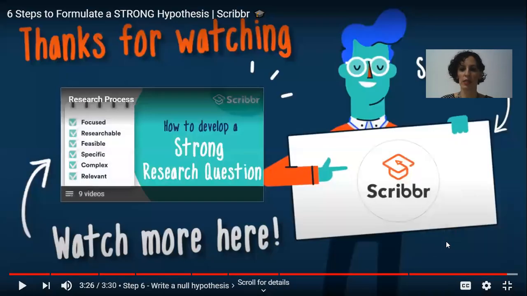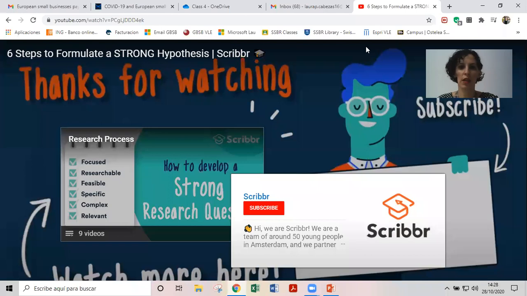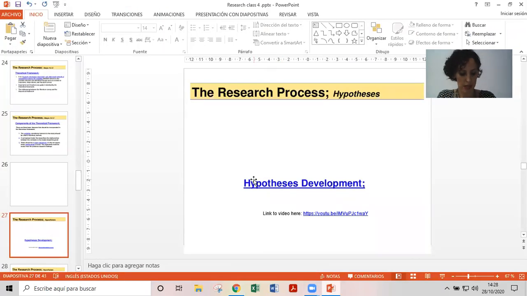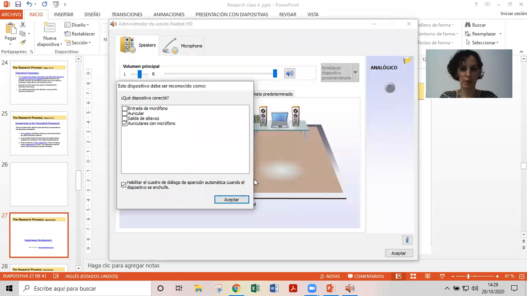Great, so now we can see the different steps in order to write a very strong hypothesis. And we're going to continue. I'm going to tell you a little bit more about hypothesis development.